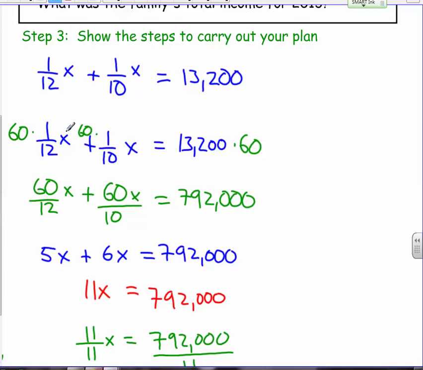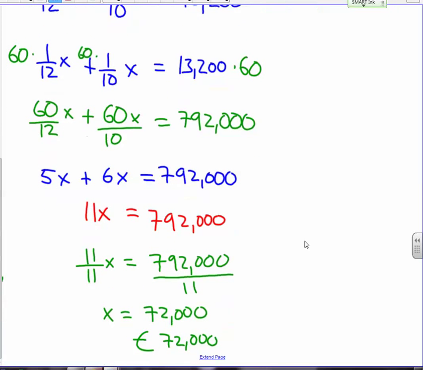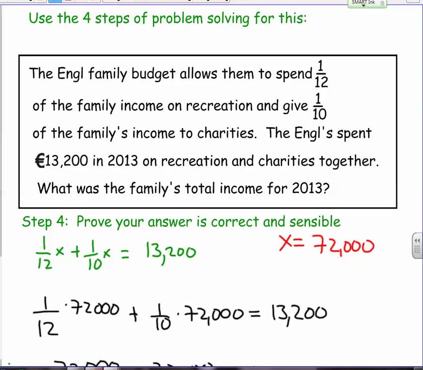So 60x over 12 is the same as 5x, because 60 divided by 12 is 5. And 60x over 10 is the same as 6x. And this much money times 60 is 792,000 euro. And then combine your like terms. 11x equals 792,000 euro. Divide both sides by 11. And their total income is 72,000 euro. And then step 4 is to show your check.